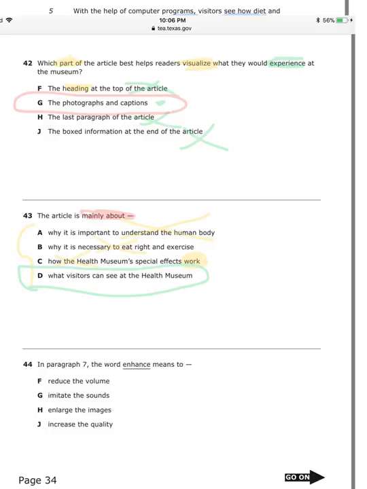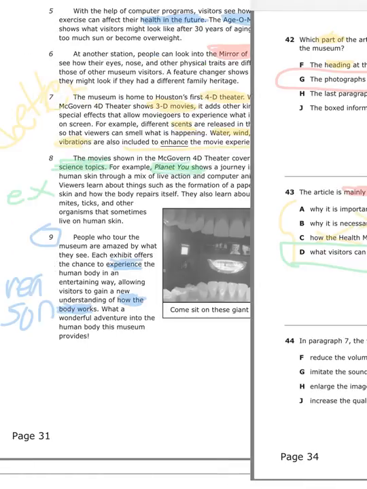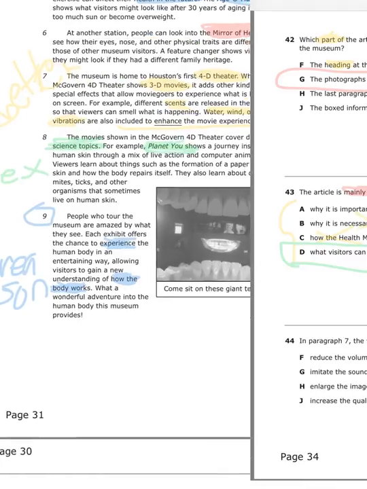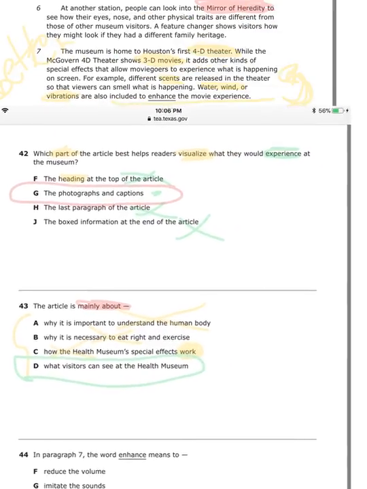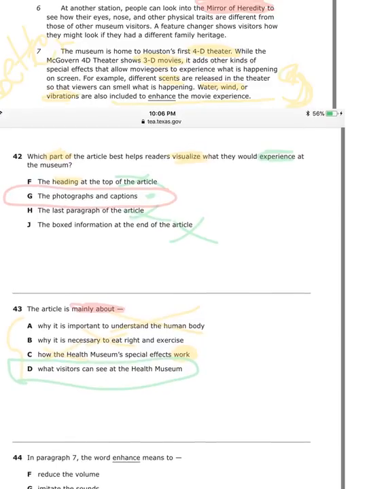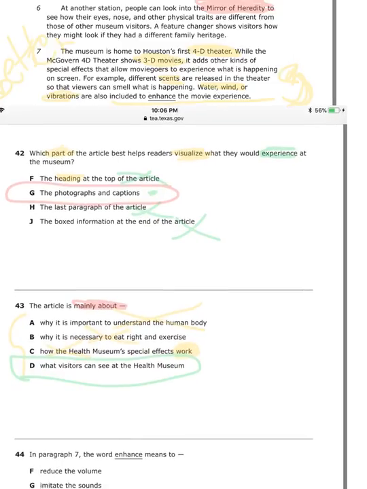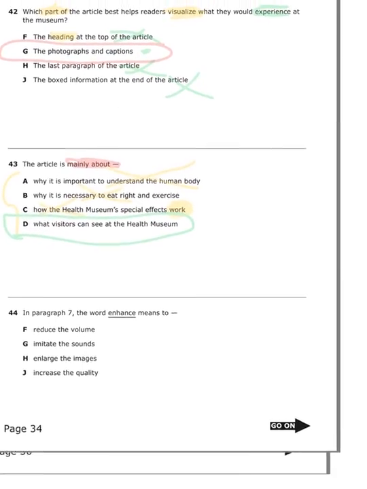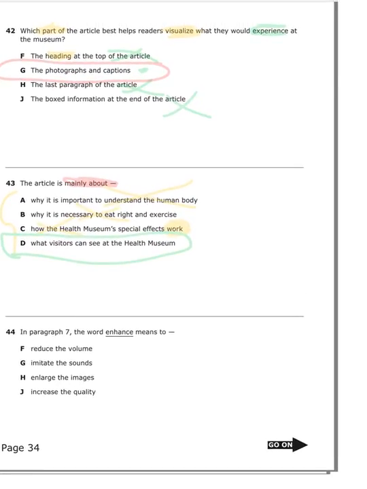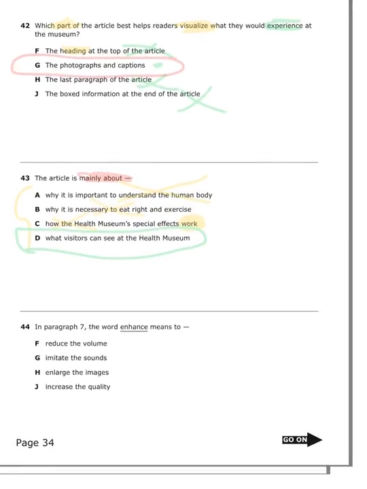44. In paragraph 7, the word enhance means to. Let me go back to my paragraph 7 because this is not a memory test. So paragraph 7 says, water, wind, or vibrations are also included to enhance the movie experience, just to make it better. It will be more exciting and thrilling, not just seeing the pictures in 3D, but also feeling it with water and wind and vibrations and all that. It will make the experience even better.